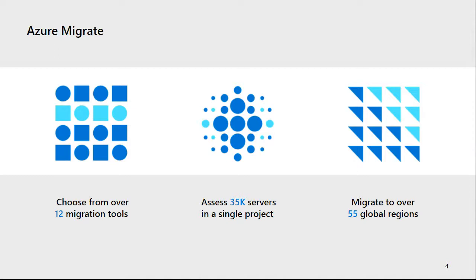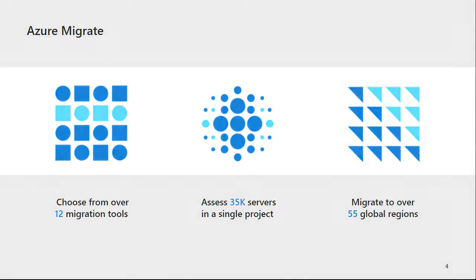So, for example, I think there's about 15 migration tools now because VDI is added in there for Windows Virtual Desktop. I think, please don't quote me on it, but I think it's up to 50,000 servers can be assessed during a single project. And then I think we're now up to 60 global regions. The latest will be available on the site. But yeah, there's a lot that can happen, and we can move your infrastructure from wherever you are to wherever you need to be or your customers are.